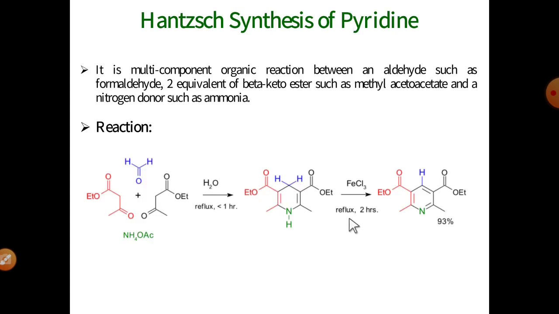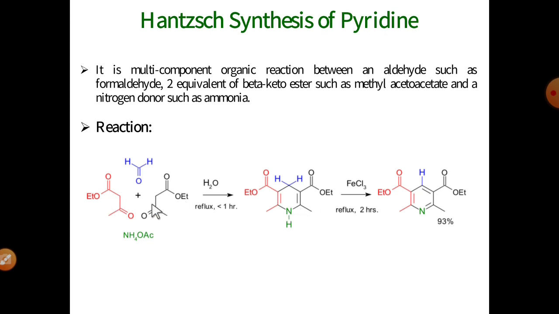Next one, a very famous method: synthesis of pyridine by the Hantzsch synthesis method. It is also called the Hantzsch pyridine synthesis method. Basically, it is a multi-component reaction between an aldehyde such as formaldehyde, two equivalents of a beta ketoester such as methyl acetoacetate, and a nitrogen donor such as ammonia. See, the reaction between ammonia, this formaldehyde molecule, and two equivalents of acetoacetic ester, meaning methyl acetoacetate, gives a pyridine derivative, and this method is called the Hantzsch synthesis of pyridine.